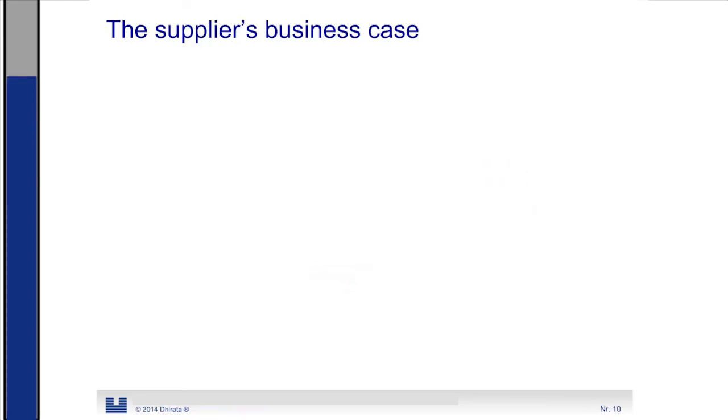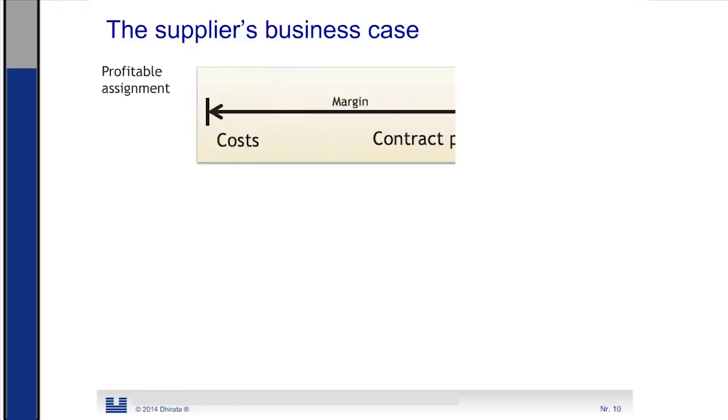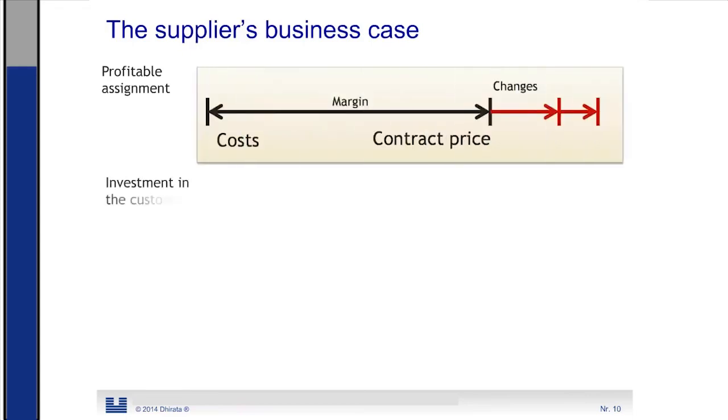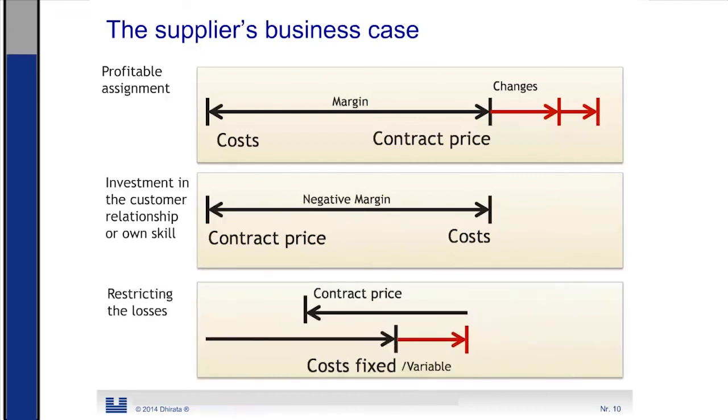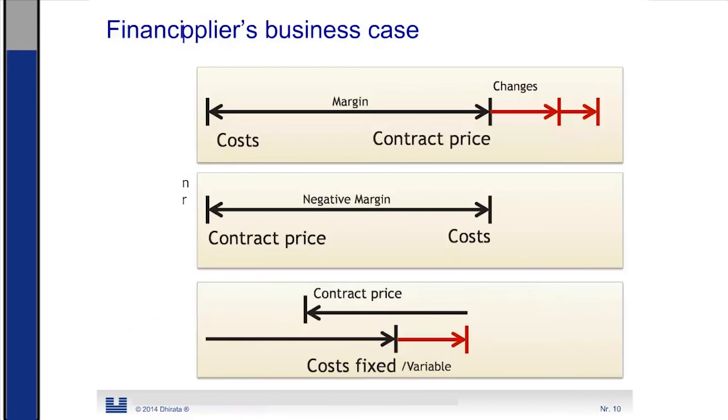Financially speaking, we have three typical business cases for a supplier. We have the one with a profitable assignment. We have the one where it is an investment in the customer relationship or our own skills and capabilities. And finally, we have a business case that has to do with restricting the losses that we have.